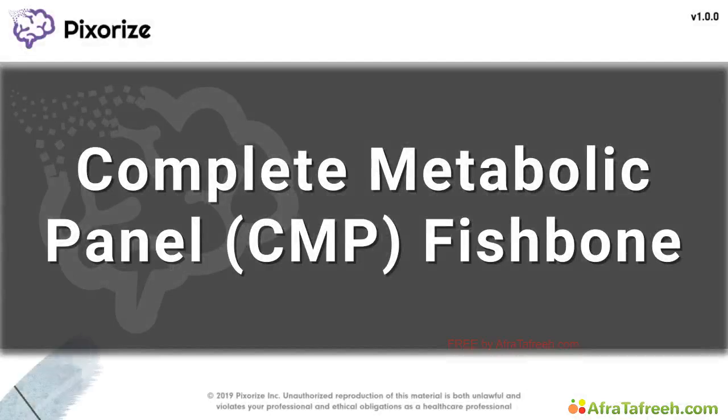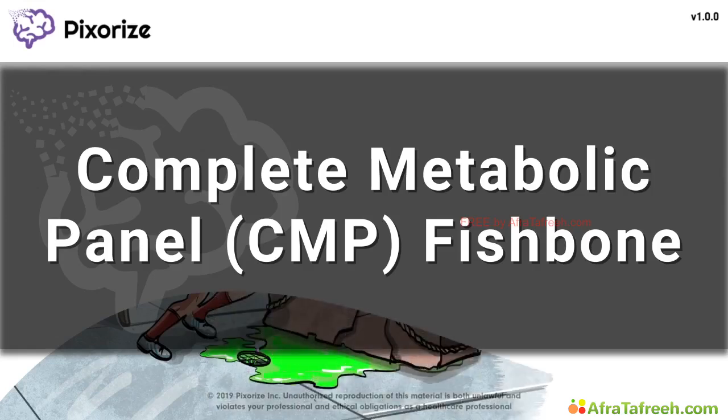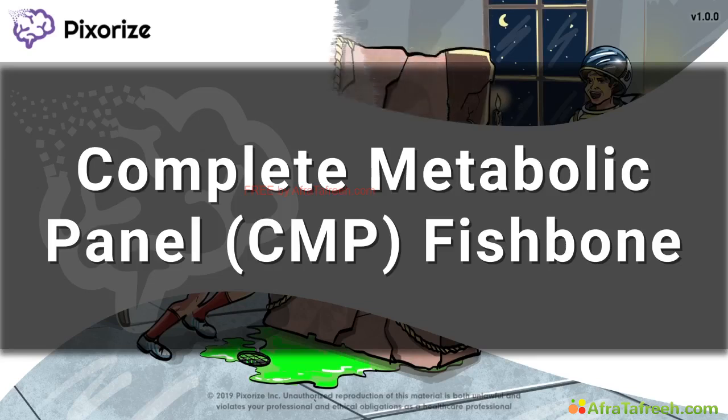CMP stands for Complete Metabolic Panel. Complete refers to the fact that this panel includes all the lab values on top of the basic metabolic panel, or BMP, that we cover in a separate video. If you haven't seen our video for the BMP fishbone, you should check that one out first.